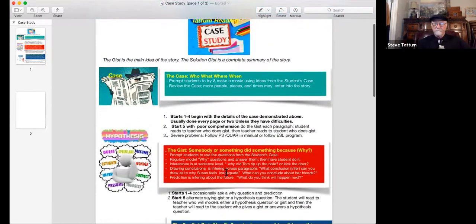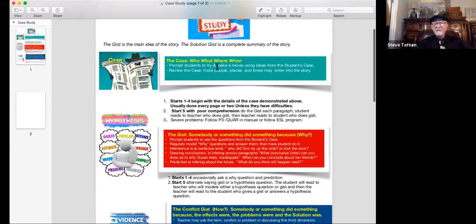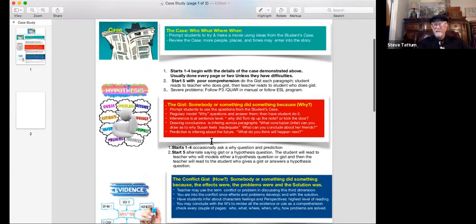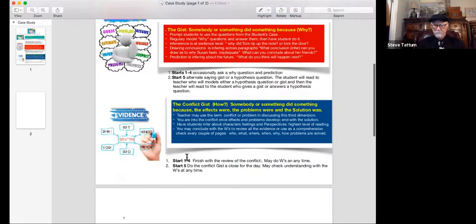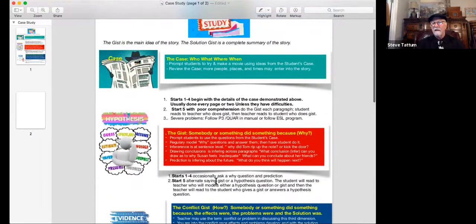All right. So this is the teacher's guideline. When I'm at the gist, if I'm a START 1 to 4, it says occasionally ask a why question. When I'm at a START 5, alternate saying the gist or hypothesis question. By that, I mean a START 5, I'm assuming that START 5 has a comprehension issue. Okay. So this is the teacher's guideline. Now I'm going to show you the student's version.